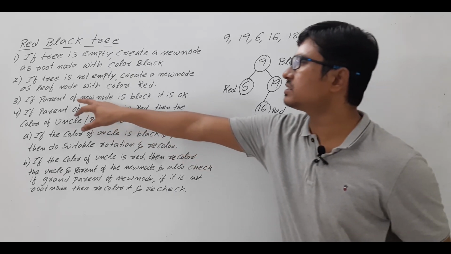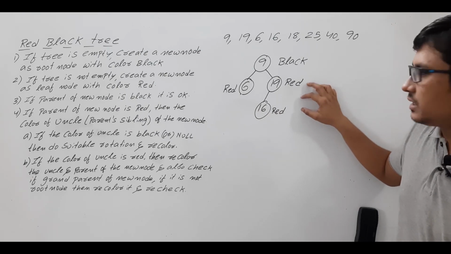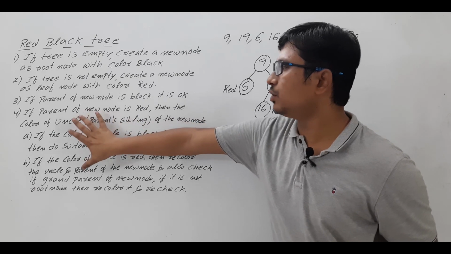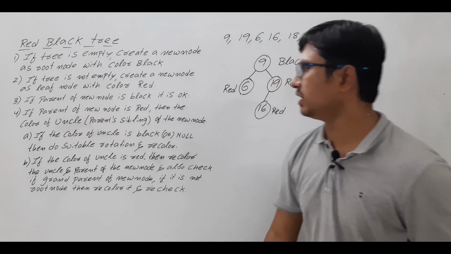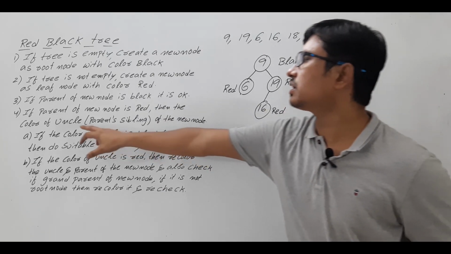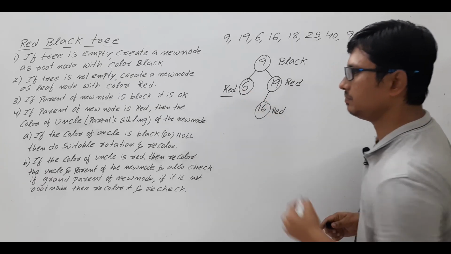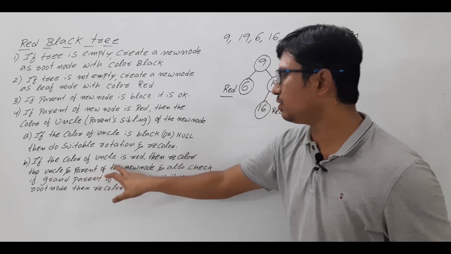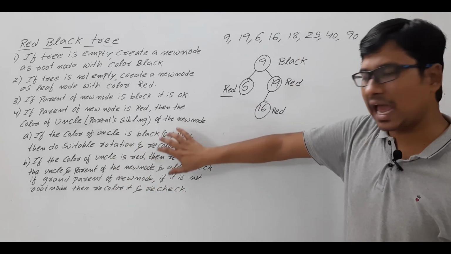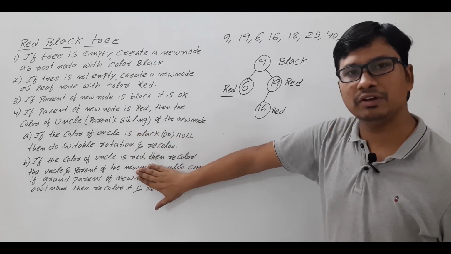Now the third point is saying if the parent of the new node is black, it is okay. But the parent is 19, which is red color. So what is the problem? Now you need to check the fourth point. If the parent of the new node is red, yes, it is red only. Then you need to check the color of the uncle of the red node. The color of the uncle is red here. See, the color of the uncle can be black or red. If it is black, we will follow this point. If it is red, we will follow this point.